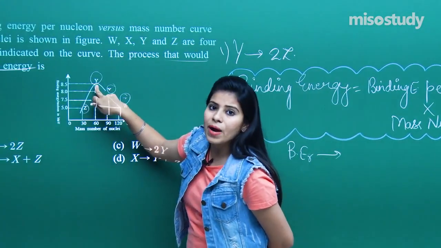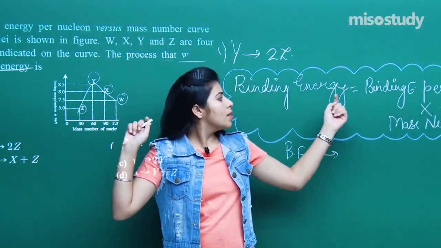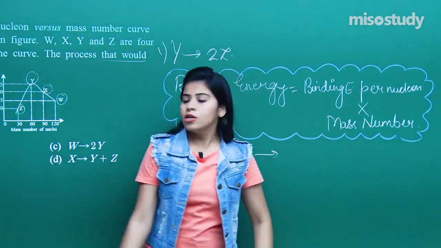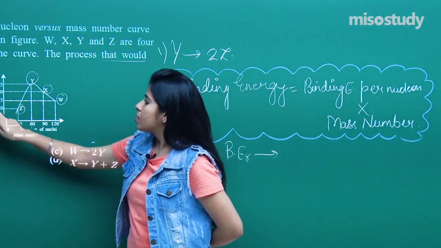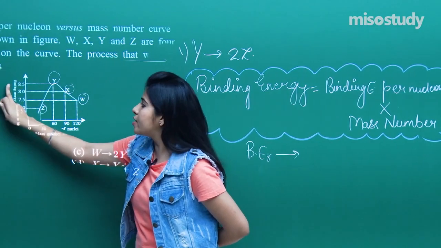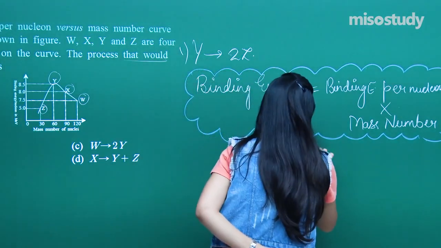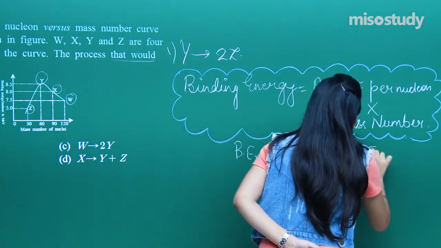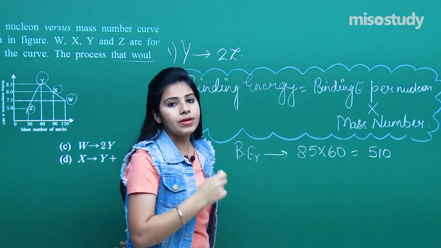To find out the binding energy of Y, what I have to do? Just look at this formula. Multiply the binding energy per nucleon with the mass number. So the mass number corresponding to Y is 60. The binding energy per nucleon is 8.5. So multiply this 8.5 with 60. What you will be having? As 510. This is your binding energy of reactant.